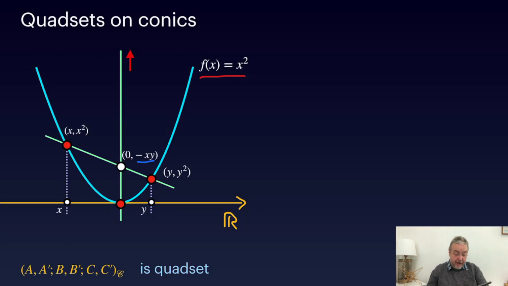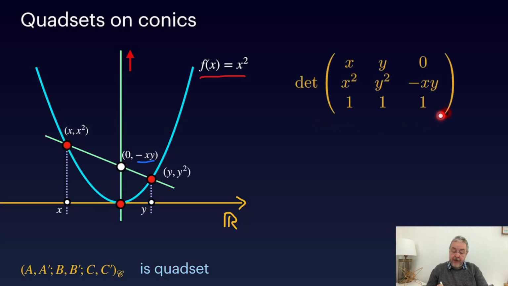So how to prove that? Well, we just have to prove that these 3 points here are collinear, and we can simply do that by checking whether a certain determinant becomes 0. So the determinant is formed from those 3 points here in standard embedding.